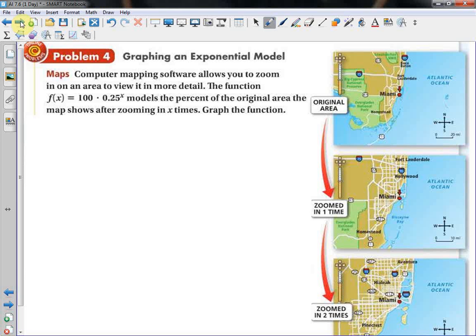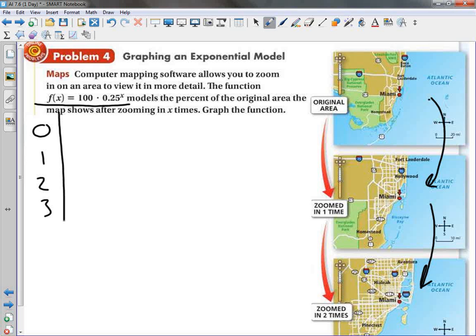Problem 4. So we need to come up with a graph that represents this equation, which talks about the percentage of the original area of a map after zooming. And we see here we have a map around Miami where we zoom, and then we zoom again, and we see less and less area in more and more detail. So let's graph one of those first. Let's put in some x coordinates. We'll do 0 through 3. And we want to plug each one in.